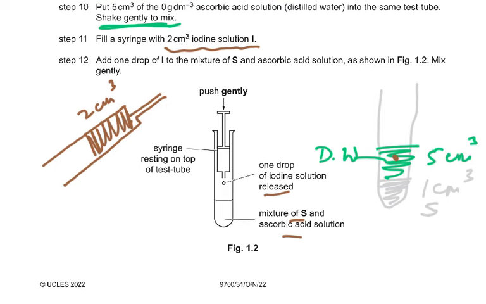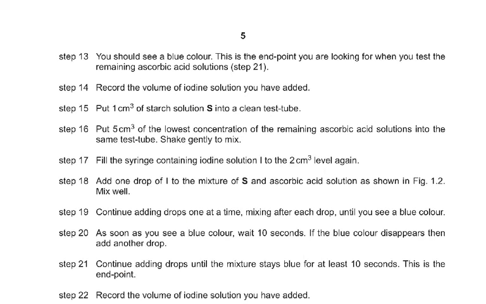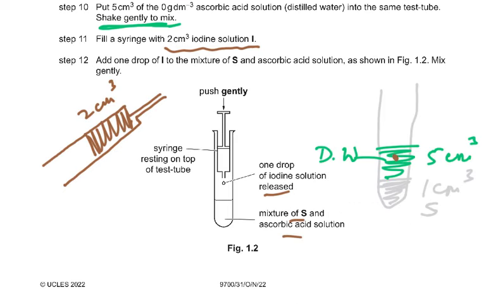Now, do this like I'm doing it with you. Just do this little bit of diagram with a pencil on the paper and explain this to yourself. Then it says you should see a blue color. Now, this is the end point you're looking for when you test the remaining ascorbic acid solution. So immediately it did not have any, so it is going to turn blue. So the blue color is the end point. This blue color is your end point.